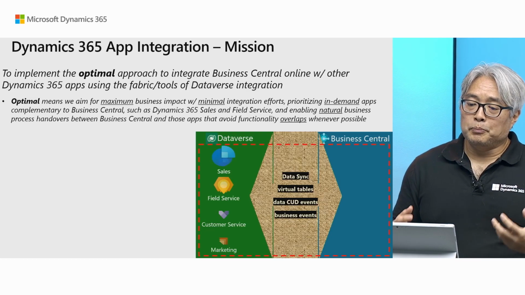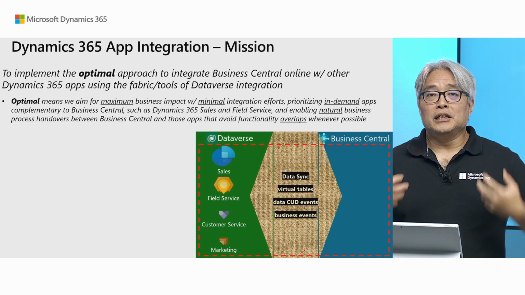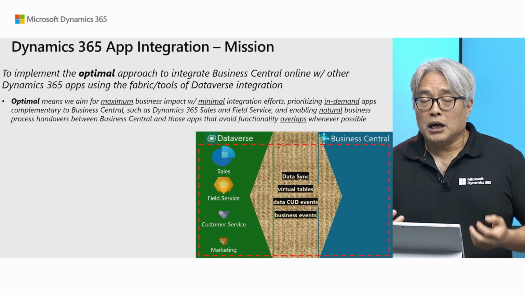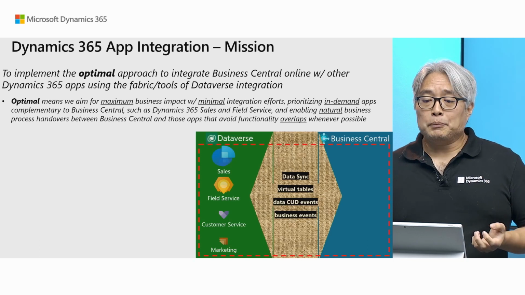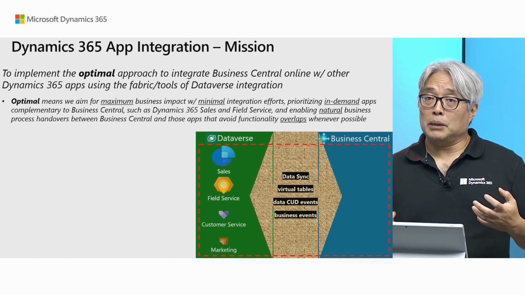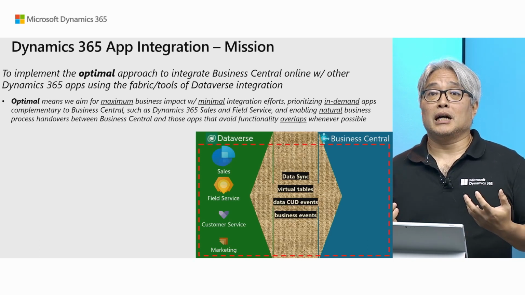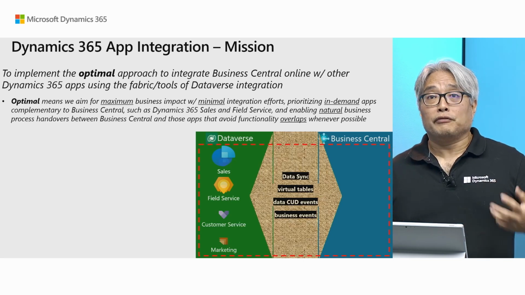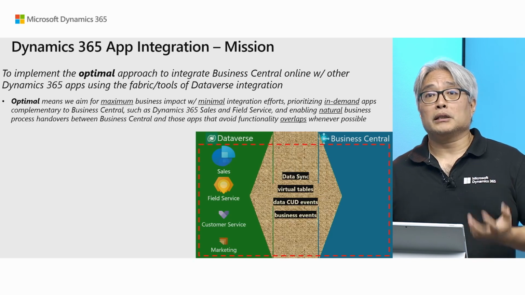Optimal means we want to achieve maximum business impact with minimal integration effort, prioritizing in-demand apps complementary to Business Central. For example, we have started integrating with Dynamics 365 Sales, and we are considering integrating next with Field Service, Customer Service, and Marketing, etc.